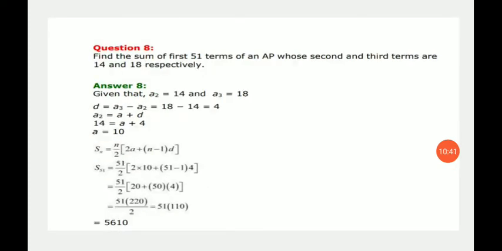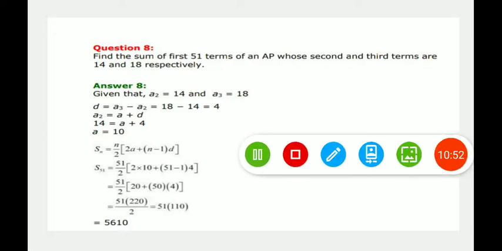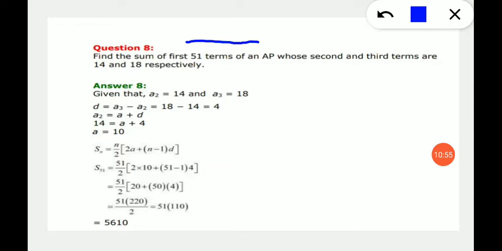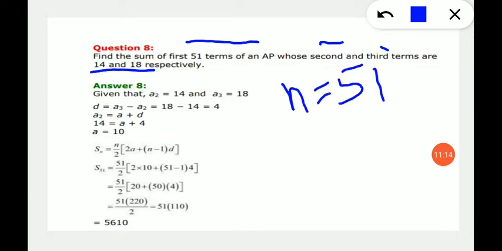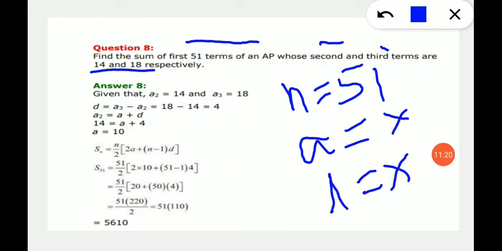Moving toward next question, question number 8. It says find the sum of first 51 terms of an AP whose second and third term is 14 and 18 respectively. Here first term is not given to you. Number of terms is given to you, that is 51. N is equal to 51 given to you. But first term is not given to you. Last term is also not given to you.